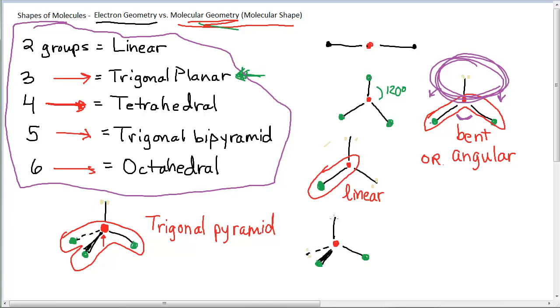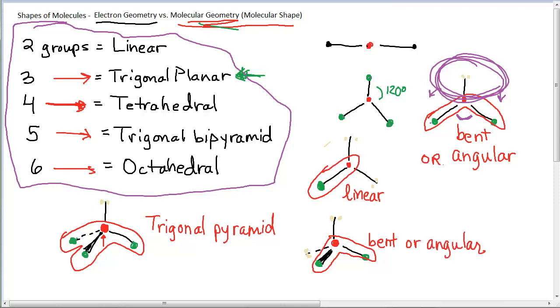And it doesn't matter where I put the lone pairs. I'm trying to put it where it's easiest to see, but I encourage you to go look at pictures of these things. Here I have my central atom, my 4 groups in the shape of a tetrahedral, but only this group and this group have atoms attached. The other 2 groups are lone pairs. And so I want to describe this molecule. The molecular shape in this case is bent or angular.